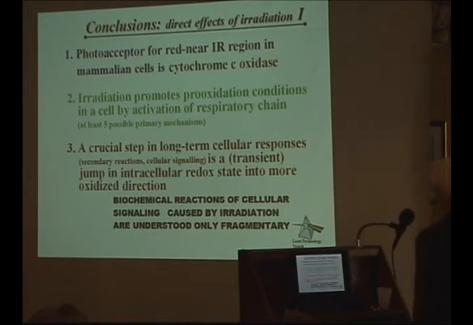So, let's move now to conclusions. We believe that the photoacceptor is cytochrome C oxidase in the red and near infrared part of the spectrum. Irradiation promotes pro-oxidation conditions in cells by activation of the respiratory chain. At least there are 5 possible primary mechanisms I showed you, and I mostly spoke about redox activation, but there should be other ones also.